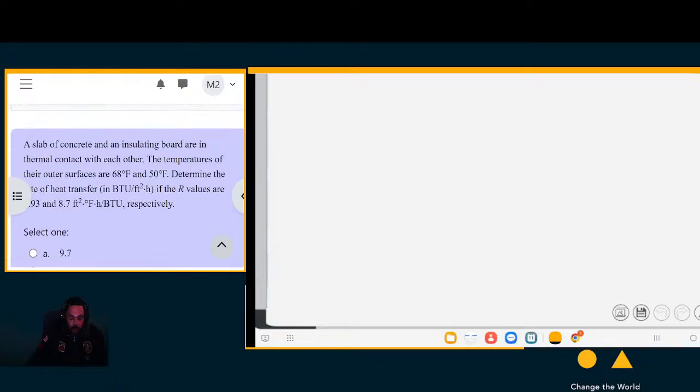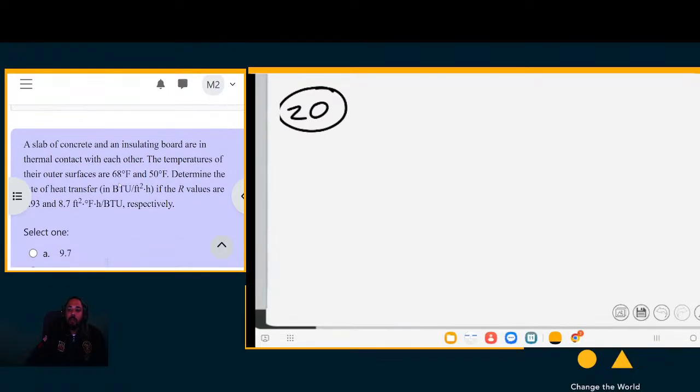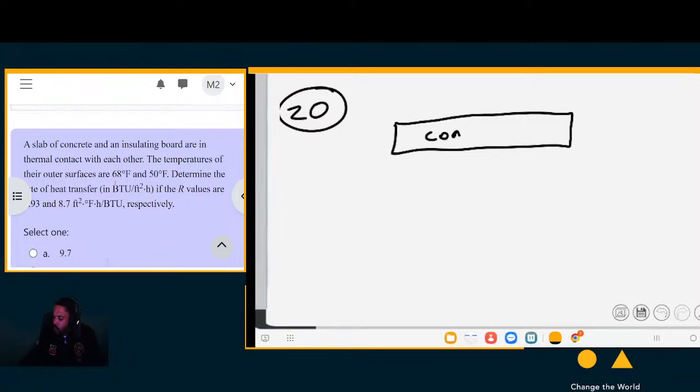Question number 20. Okay, we have a slab of concrete and an insulating board in thermal contact with each other. This is the concrete. Then we have an insulating material there in contact, the insulating board. They are in contact with each other. Now, in thermal contact, meaning heat is exchanged between the two of them. Now, the temperatures of their outer surfaces are 68 degrees Fahrenheit and 50 degrees Fahrenheit.